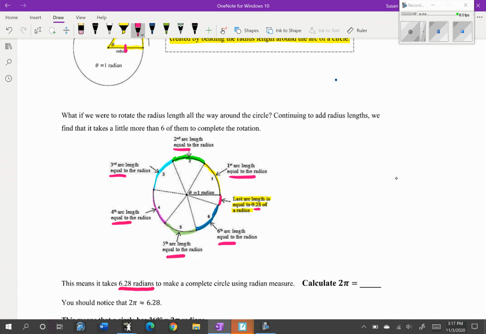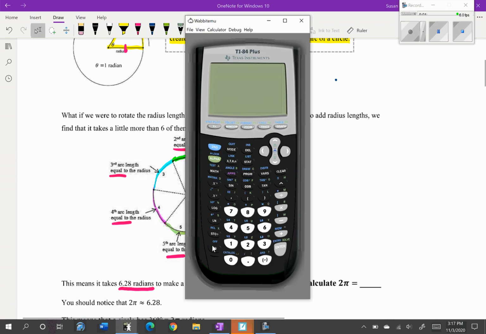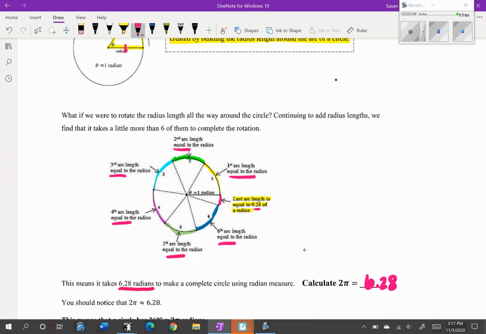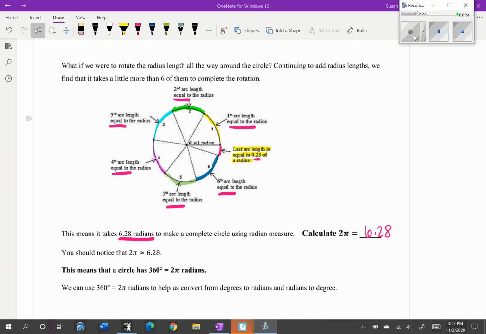So if we were to calculate 2 pi on our calculator, you would notice that if I hit 2 pi, I get about 6.28. So notice that that measurement is the same for what it takes to go all the way around our circle with our radius. So it takes 6 and a little bit more, or about, it takes 2 pi radians. So this means that a circle, which has 360 degrees, is equal to 2 pi radians.